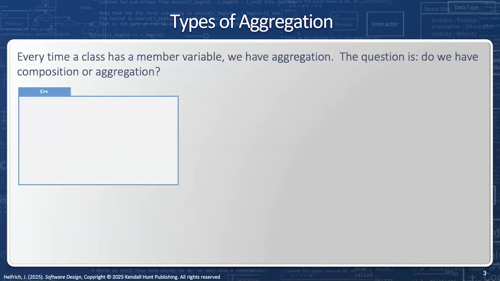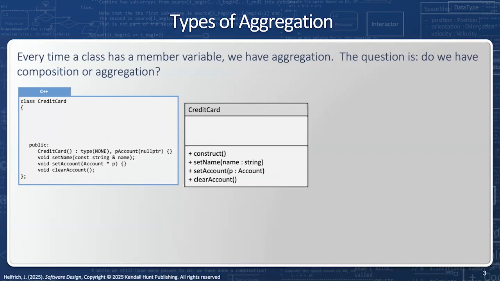So let's take a look at this C++ code. We have a credit card that has a collection of methods. And now we're going to have a private string. So I'm going to say minus name of type string. Now, since the string is an attribute of credit card, then we're going to have a relation here that is aggregation. And there's going to be exactly one.